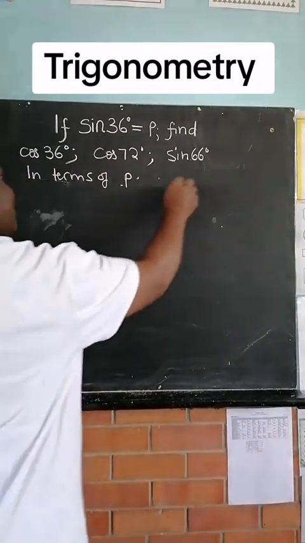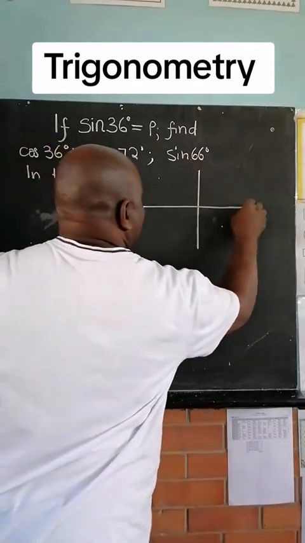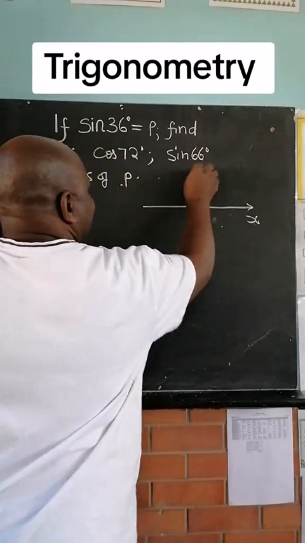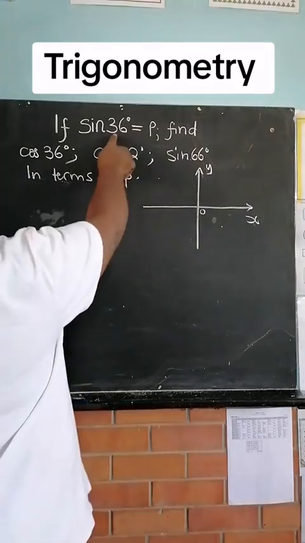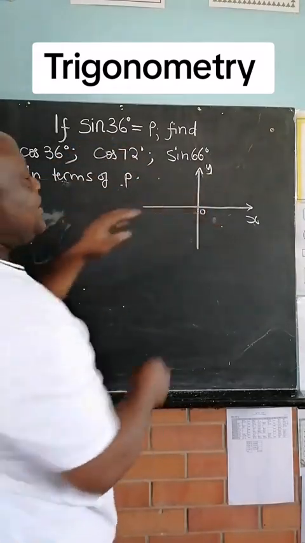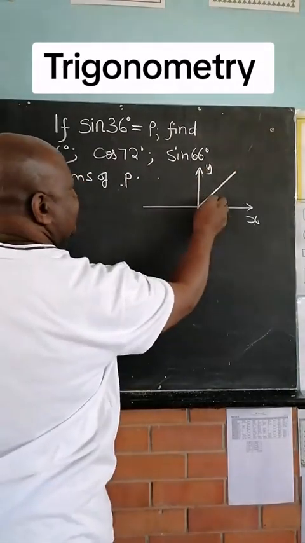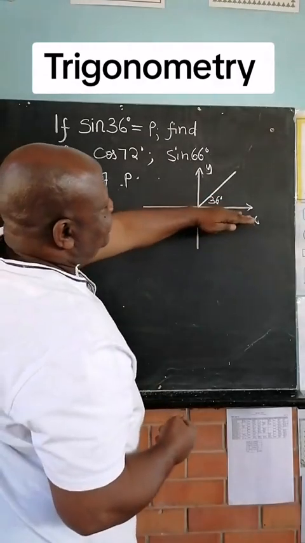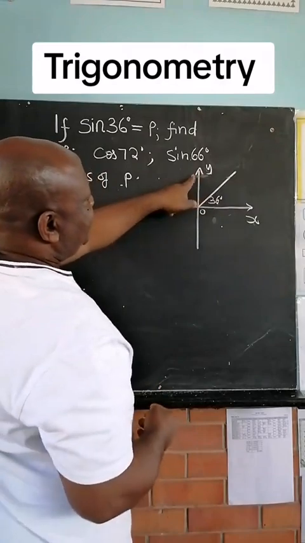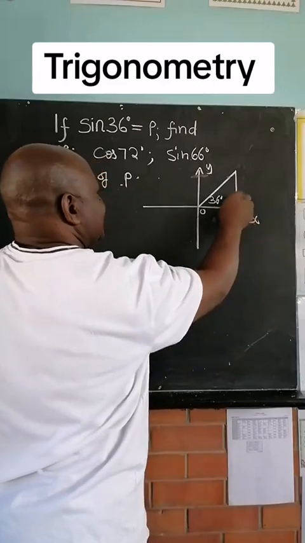So if I draw the y-axis and the x-axis like that, label x-axis, label y-axis, where they meet, that's the origin. 36 degrees is in the first quadrant, so I'm going to draw my arm in the first quadrant. This is 36 degrees. Remember, we always do inclination with the x-axis. You don't join to the y-axis. You join to the x-axis. So like this is 90 degrees.